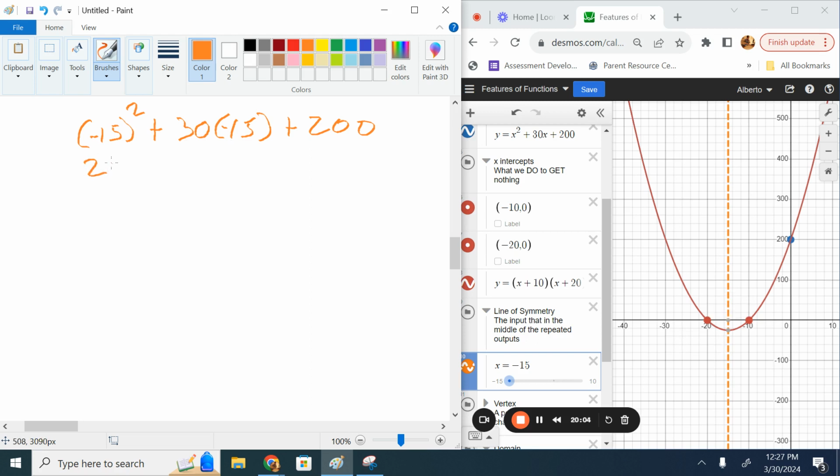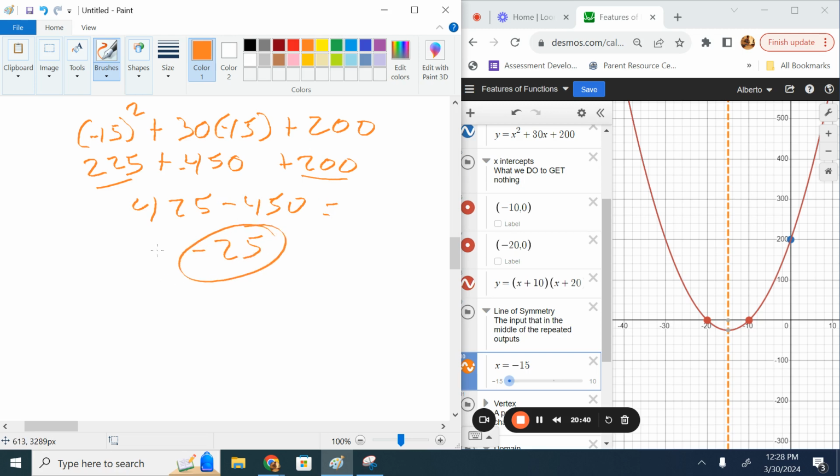So 15 times 15 is 225, plus 3 15s is 45, and it's negative, and then plus 200. All right, well, this becomes 425, and then that's minus 450. 425 minus 450 ends up being -25. So our output ends up being -25.